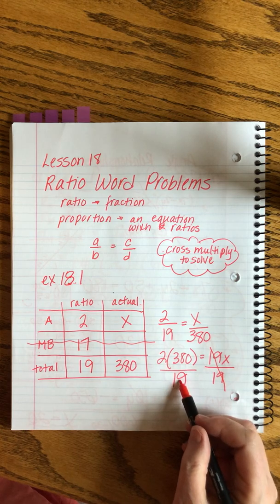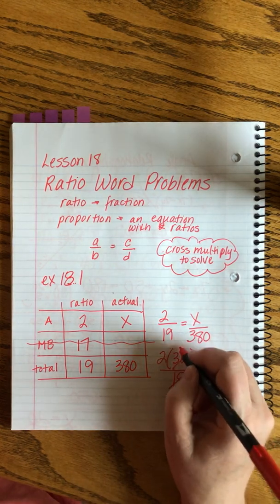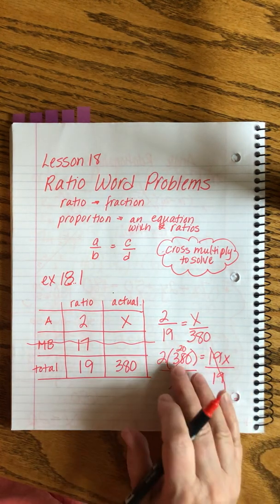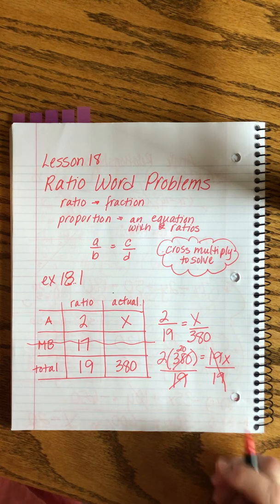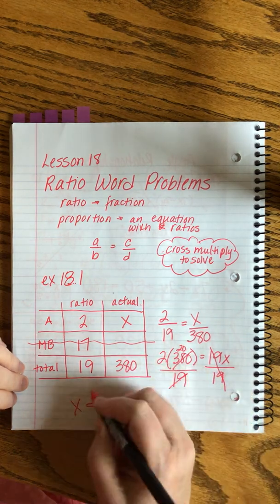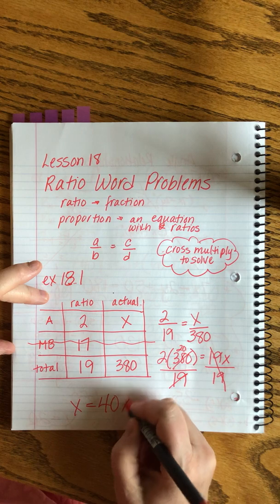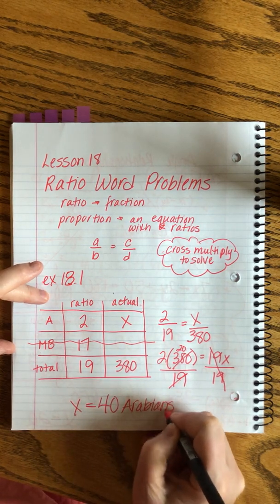And see, this helps me. I know that 19 times 2 is 38. So I know that if I cancel this against this, it must be 20, right? That's why I don't want to multiply. I want to see the pieces of the numbers so that I have a better vantage point for canceling. So now I can say that x equals 2 times 20, 40, and when there's words in the problem, we want words in our answer, 40 Arabians.